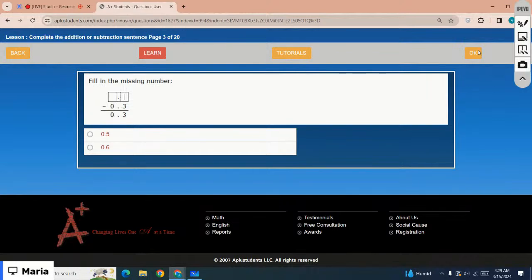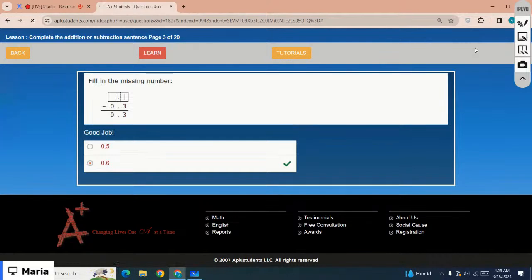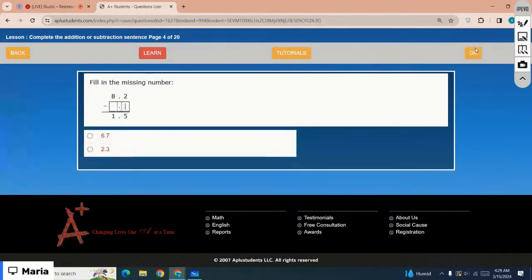That is 0.6, right? Very good. The second one is the correct option. Find the missing number: 8.2 minus missing number equals 1.5. Which number is missing?